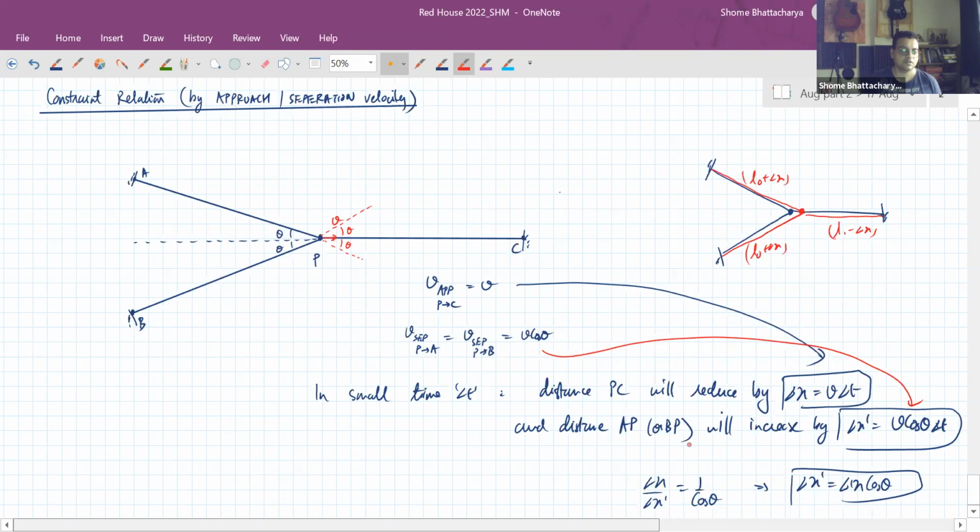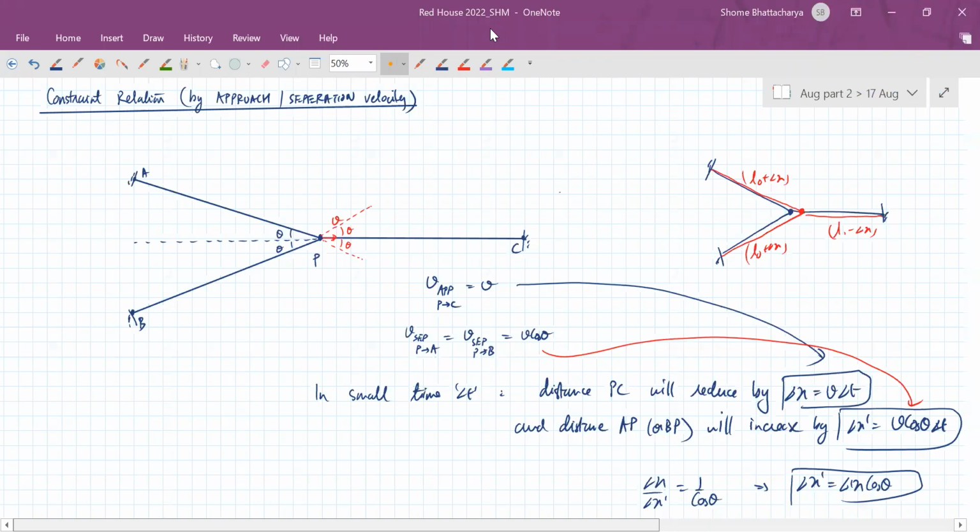I've explained it in detail, but otherwise you can just understand it from this diagram: if this point is moving towards C with a velocity V, then the approach velocity towards C is this much. So the separation velocity from B and A is symmetrical, and it's V cos theta. Whatever displacement it has towards C, it will have a displacement away from A and B with this kind of ratio. It will be V cos theta into that time, whereas this one will be V into time. So the ratio of those displacements will come in terms of cos theta. So this is the shortcut method of applying the constraint relation.